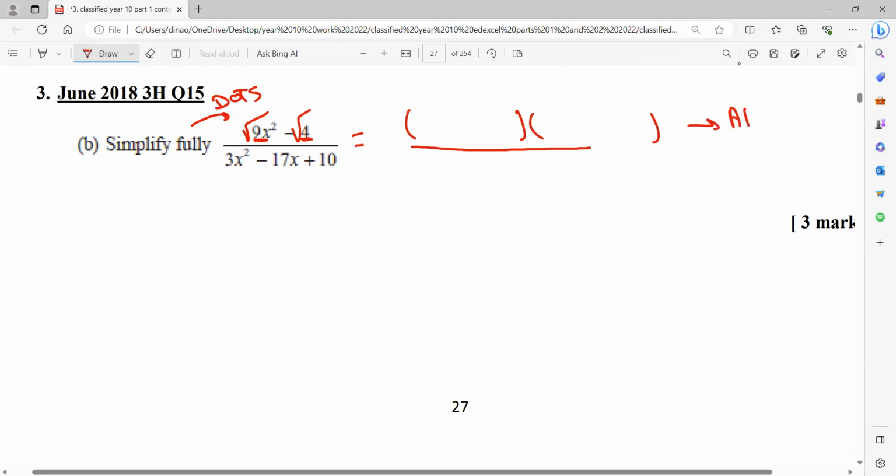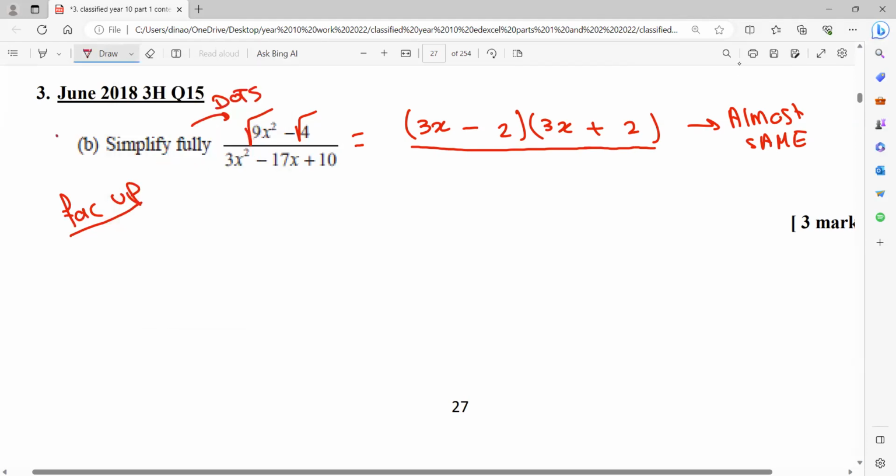We said factorizing of dots are 2 brackets that are almost the same. And always, as I told you guys, in math we work from left to right. Square root 9 is 3 and 3, x power 2 is x and x, square root 4 is 2 and 2, 1 plus, 1 minus. If you switch them, I mean if you put the minus here and the plus here, it's also correct, no problem. So as we said, factorize up and then factorize down.